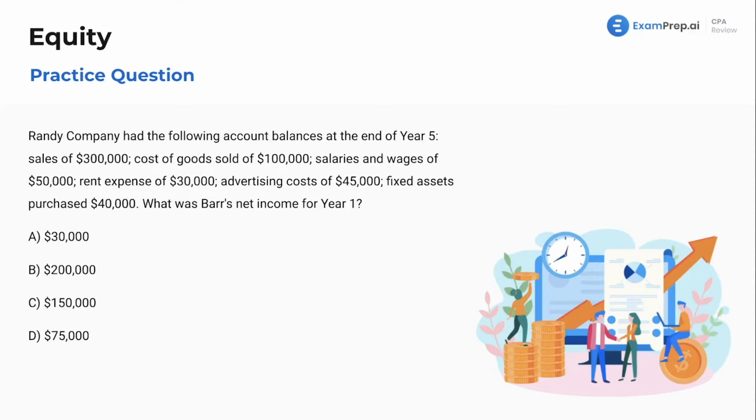Last, we have Randy Company had the following account balances at the end of year 5. We had sales of 300, cost of goods sold of 100, salaries and wages 50, rent expense 30, advertising costs of 45, fixed assets purchased for 40. What is your net income? And why is this being asked in the equity section?